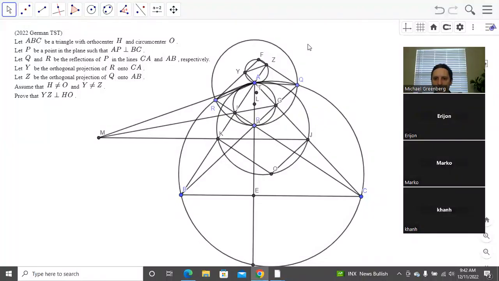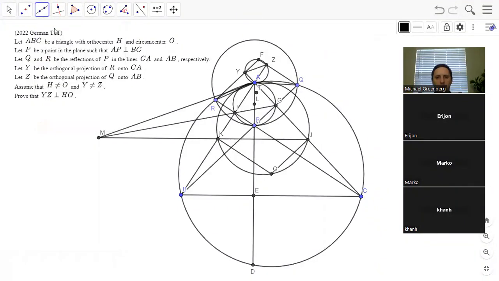AF is parallel to TL. Interesting. AF is parallel to TL. That might be useful. Let's see.